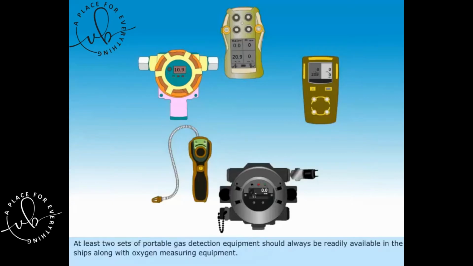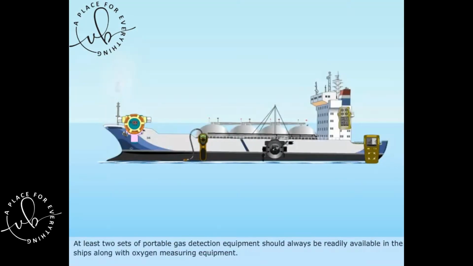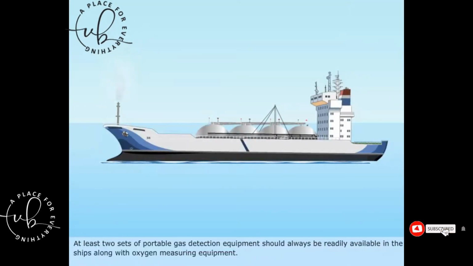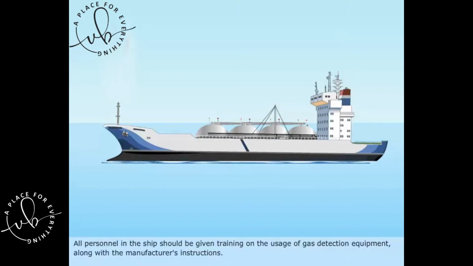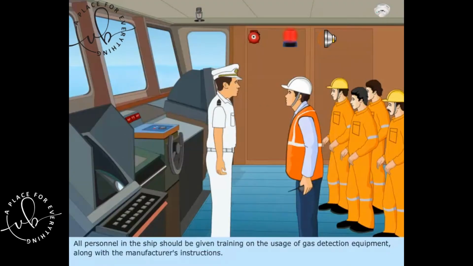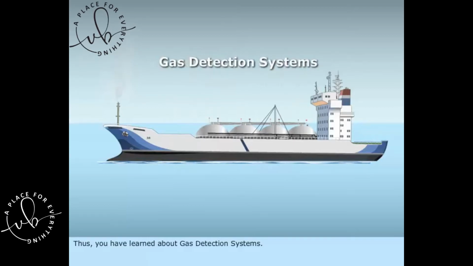At least 2 sets of portable gas detection equipment should always be readily available in the ships along with oxygen measuring equipment. All personnel in the ship should be given training on the usage of gas detection equipment along with the manufacturer's instructions. Thus, you have learned about gas detection systems.